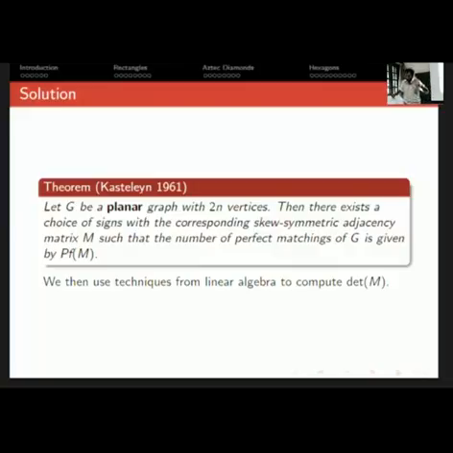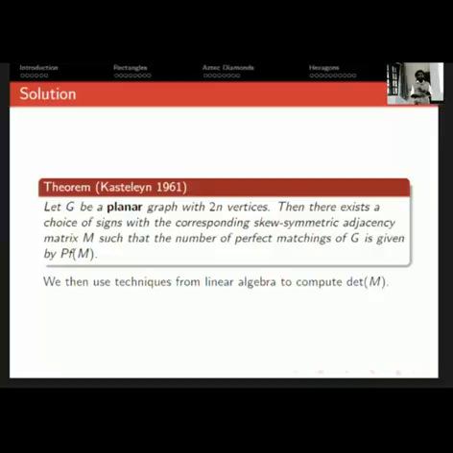The theorem says that you can always find a choice of signs such that the corresponding skew symmetric matrix, which you call M, has a Pfaffian that is exactly the number of perfect matchings. Okay? So if you notice, all the examples that I've given, the square, the rectangle, the Aztec diamond, the hexagon, these are all planar objects.